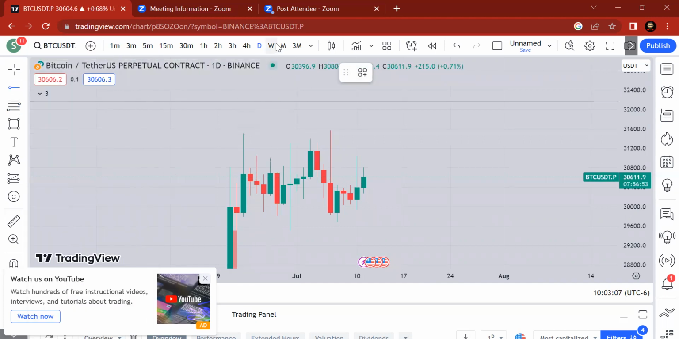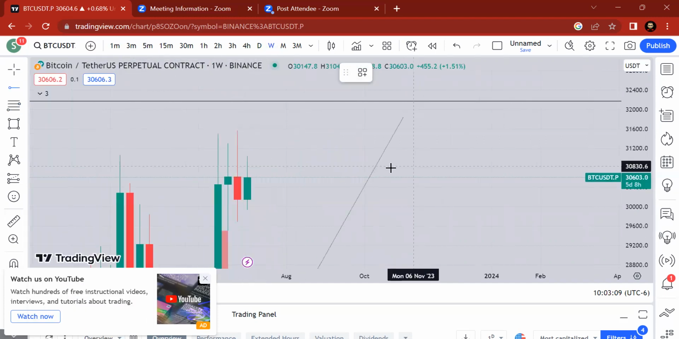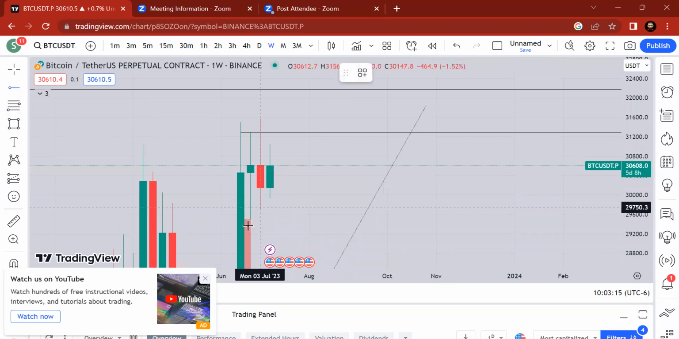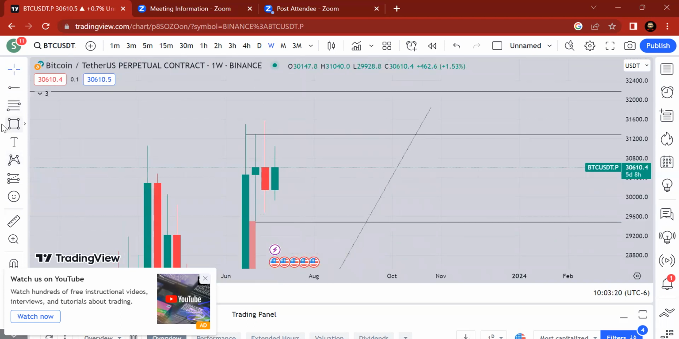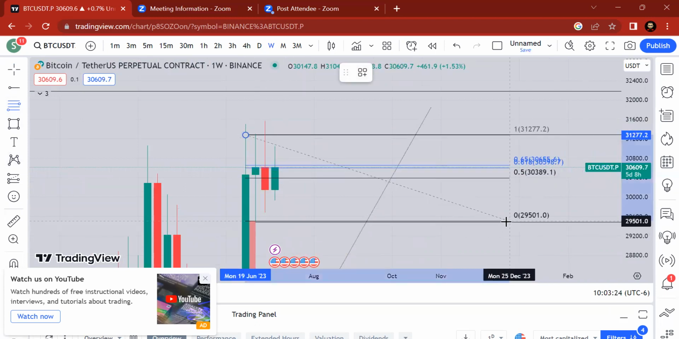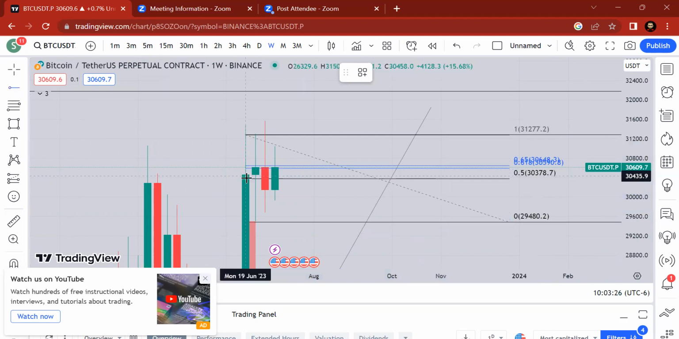On weekly, I will mark this week high, because we were trading this week's range. Last week we were trading this range. So week high, week low, and mid of that week.